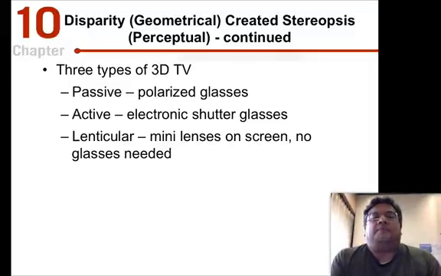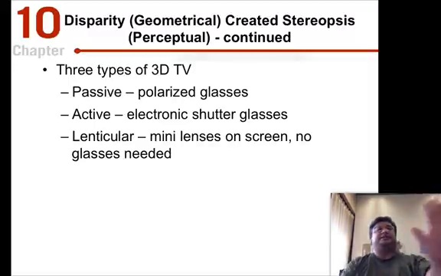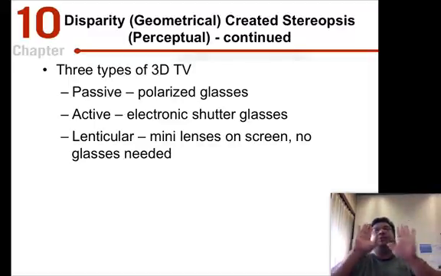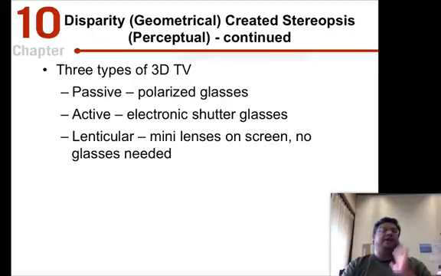There is technology now for three-dimensional television that creates this stereopsis. In other words, it gives different images to one eye versus the other eye in a number of different ways.